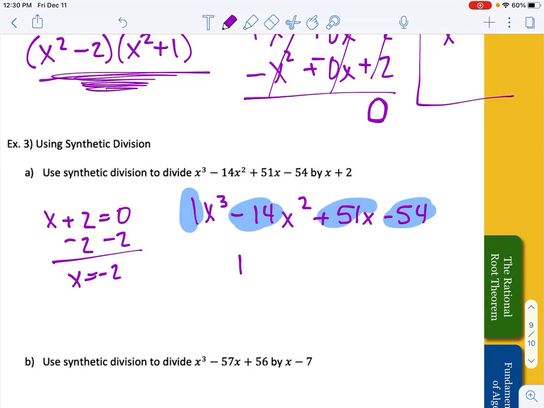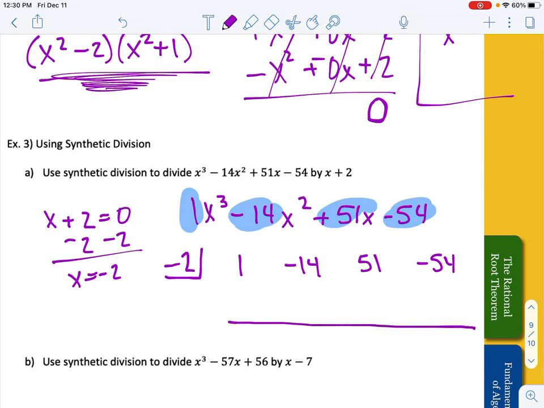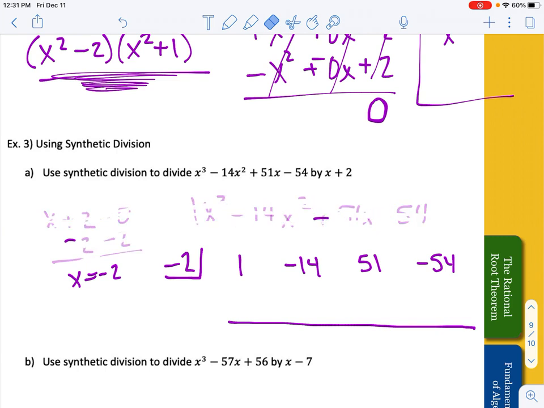So our synthetic is actually going to be set up as 1, negative 14, 51, and negative 54, with a negative 2 and a little box out front. And then put a line under him. Okay? So we take the information from our polynomial as well as the x plus 2, and we set up our synthetic division.